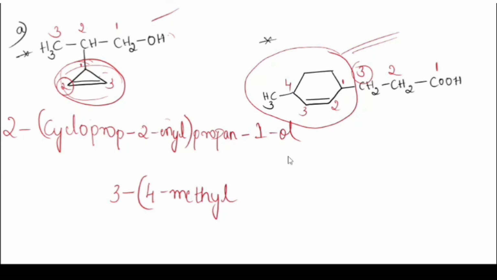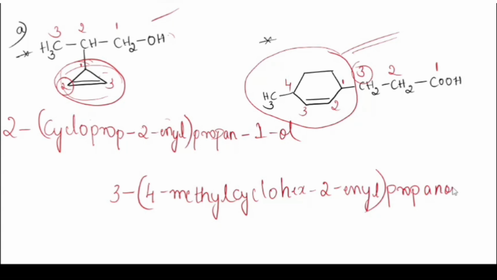And what about this one? This is cyclohexenyl. Correct. At position 2 we have to name it as cyclohex-2-enyl, 2-enyl. We have to close the bracket because we named this particular one, and over here propanoic acid is there. We just have to write that one here, propanoic acid. This is the particular one.